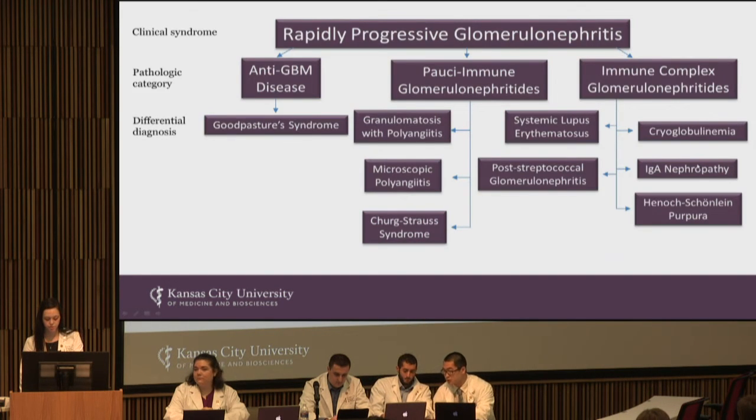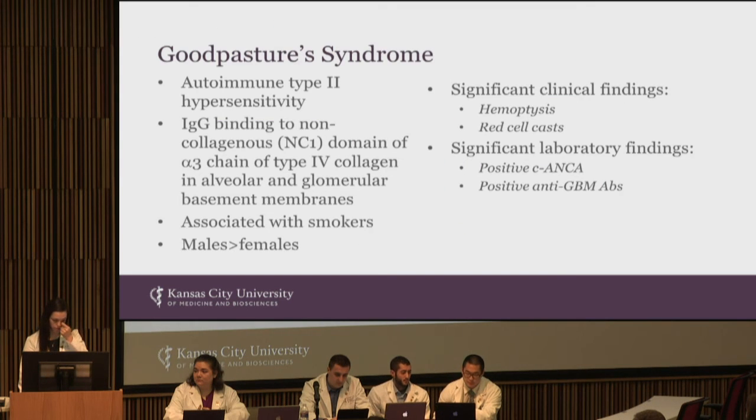Rapidly progressive glomerulonephritis is caused by 3 major categories of disease: anti-GBM disease, or anti-glomerular basement membrane disease, pauci-immune glomerulonephritis, and immune complex glomerulonephritis. Due to our patient's physical findings, anti-GBM disease, specifically Goodpasture syndrome, was the first disease to be considered.